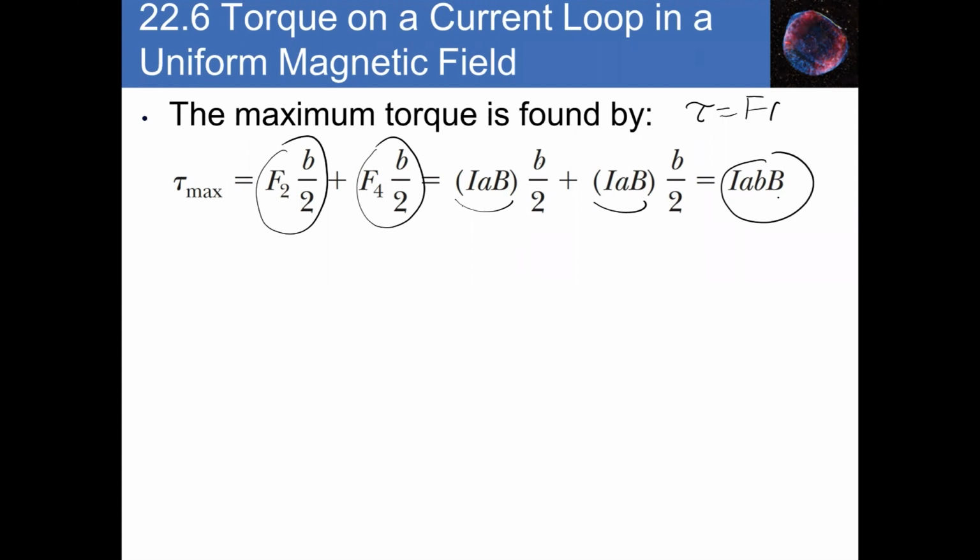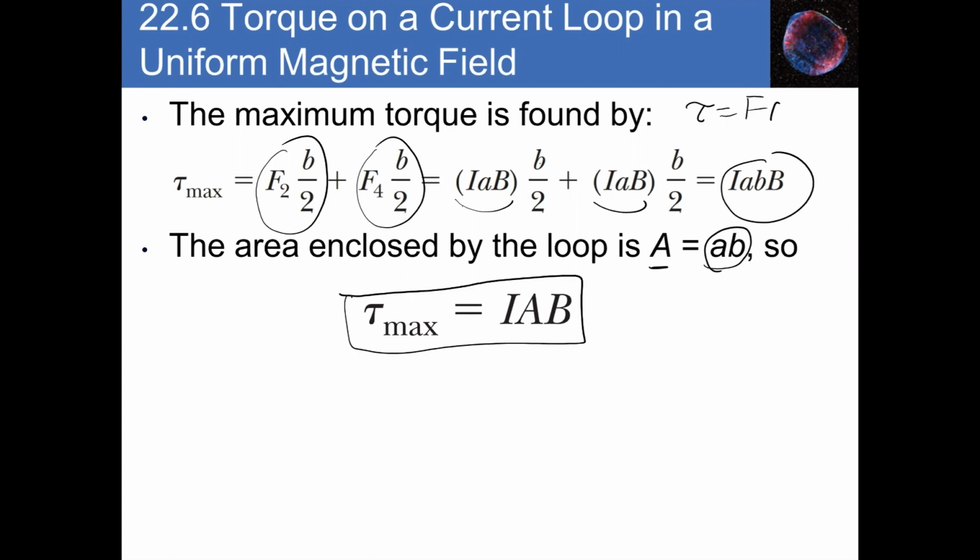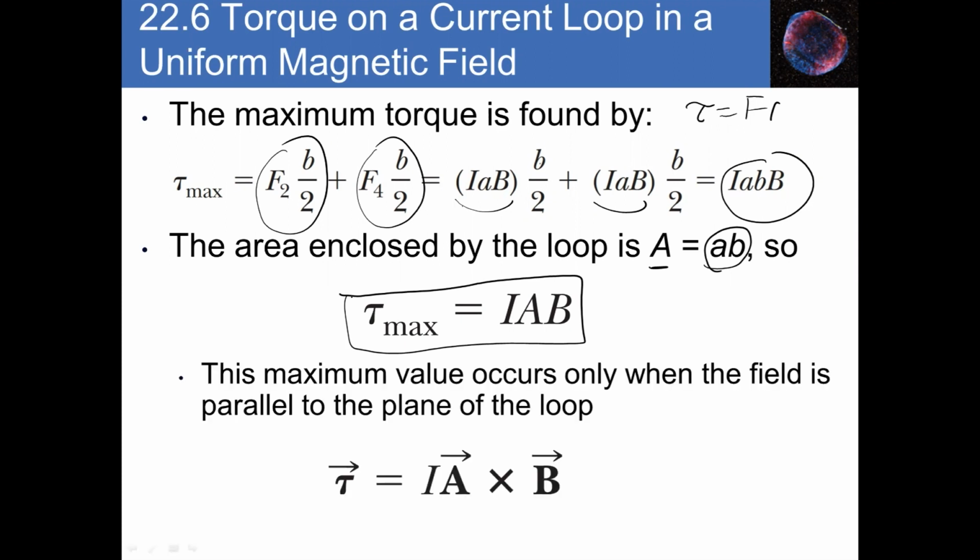So that's what we can get from here. That means the maximum torque, and you can see this AB is nothing but the area of the loop. So the maximum torque is the current times area times magnetic field. But torque, remember, was a vector. So there is a vector version of this equation, which is current times the area vector.